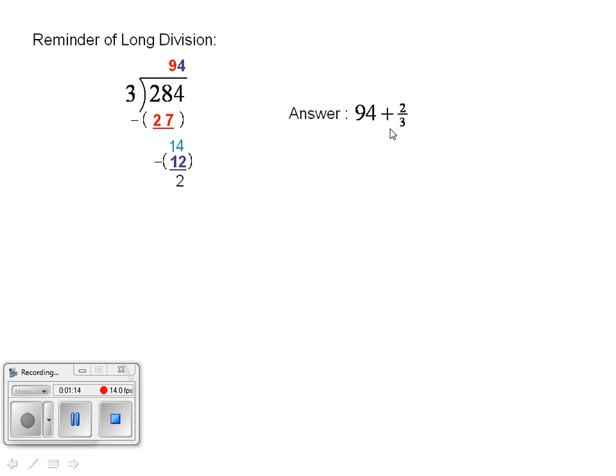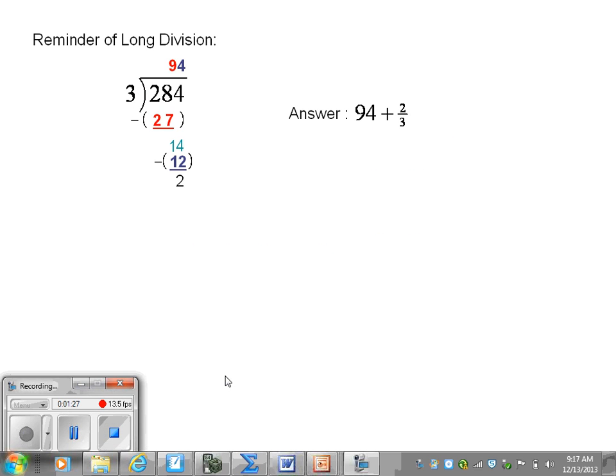I'm writing it like this. This is unusual for real numbers, but I'm writing it like this, 94 plus 2/3, as in 94 plus the remainder over the divisor, as this will be helpful when we look at division with polynomials. Okay, on to polynomial long division.